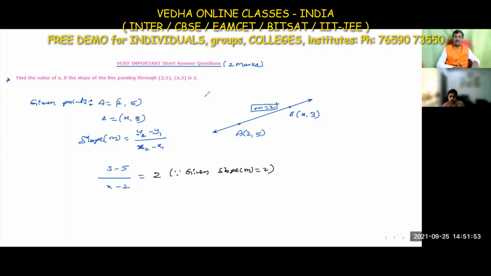Okay, so now what is 3 minus 5? 3 minus 5 is minus 2 is equals to 2 into x minus 2. Take this 2 to this side, minus 2 by 2 is equals to x minus 2. That means minus 1 is equal to x minus 2. From here, x is equals to, take this minus 2 to that side, plus 2 and minus 1, that means 1. Therefore, what is the final answer? x is equals to 1 is the final answer. Here by using the slope we can find the coordinate, that is the x value. Understood?